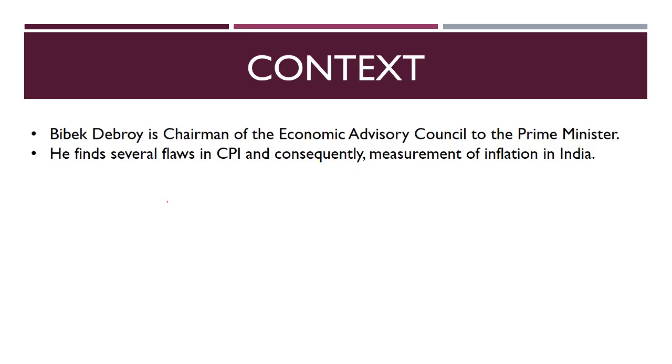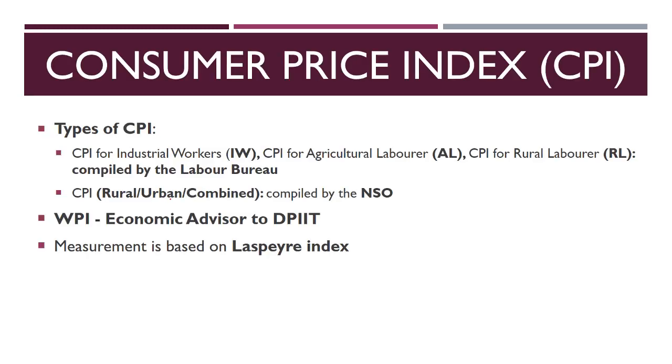Before moving forward, let us first understand what actually CPI is. CPI refers to Consumer Price Index. Basically, in India, there are four types of CPI. The first is CPI for industrial workers. Then there is CPI for agricultural labor. And then there is CPI for rural labor. All three of these are compiled by the Labor Bureau, which works under the Ministry of Labor and Employment.